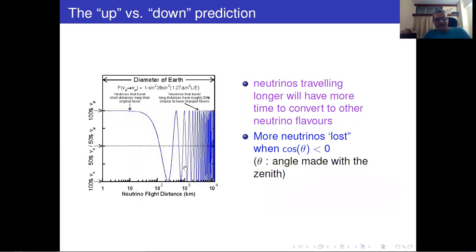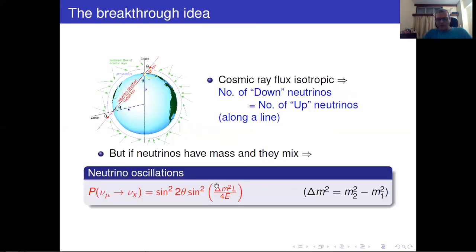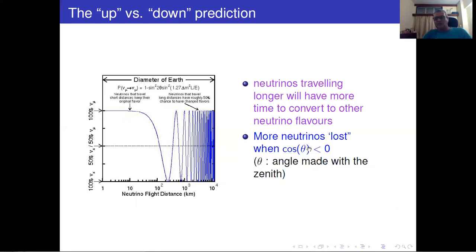What it would mean is that as neutrinos travel more and more distance, there are more and more chances of them getting converted to other flavors. So if they travel more, they get converted more. More neutrinos will be lost as you go to longer and longer distances. And notice that if neutrinos come through the Earth, clearly they travel more and more distance. That means the number of neutrinos coming through the Earth, or from below, is going to decrease. So when cos theta is less than zero, the number of neutrinos is going to decrease.